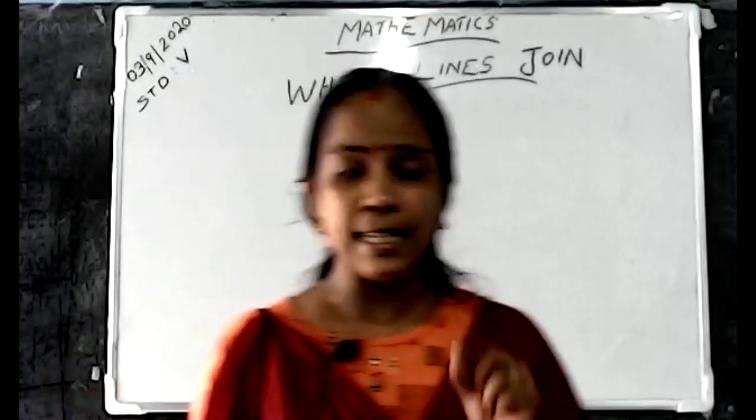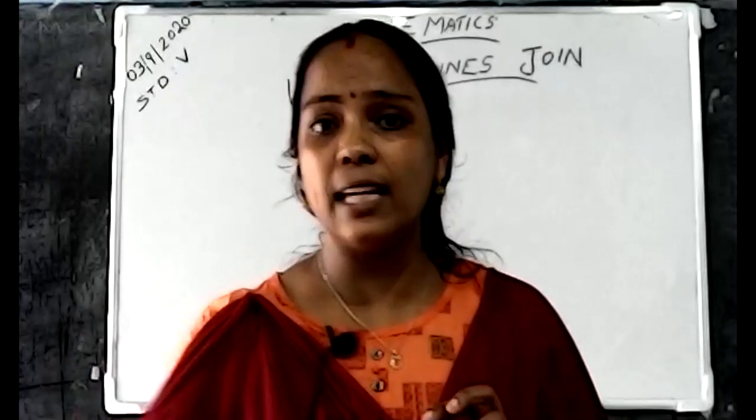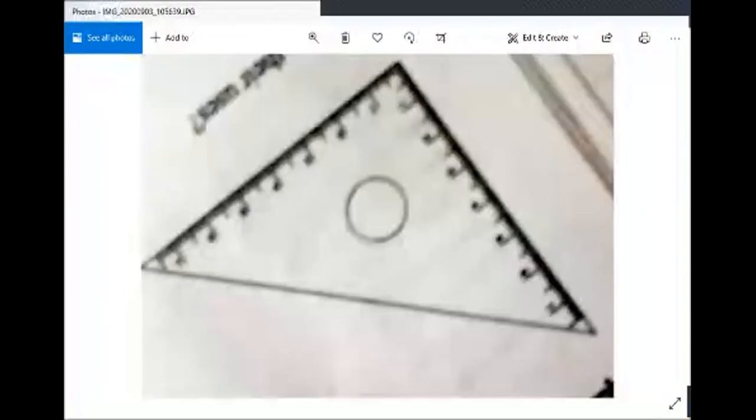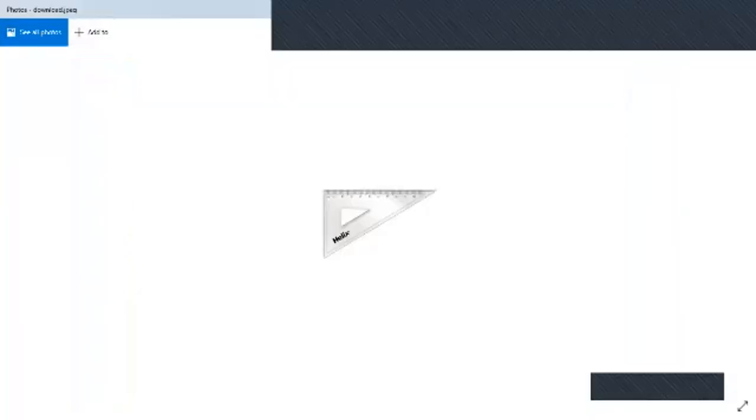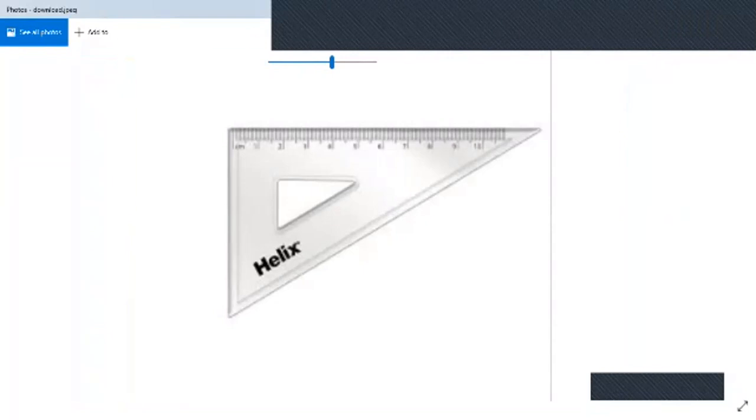Next one, another set square. In this set square, one side is very lengthy. That side is very lengthy. This angle is called the 30-degree angle. That is the 30 degree.